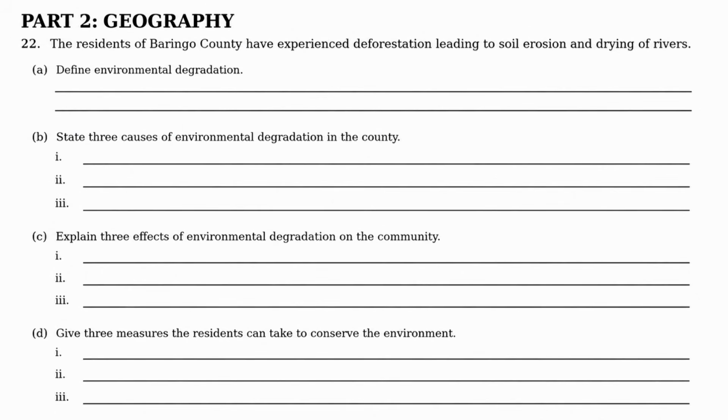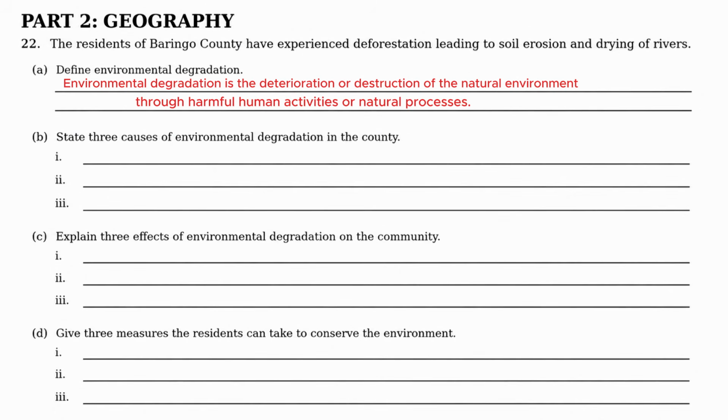We will start with question 22 and it says, the residents of Baringo County have experienced deforestation leading to soil erosion and drying of rivers. Define environmental degradation. Now, I'm going to give you the definition. Environmental degradation is the deterioration or the destruction of the natural environment through harmful human activities or natural processes. That is what we call environmental degradation.